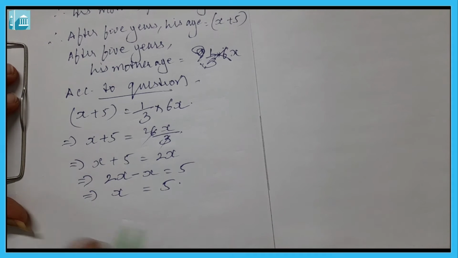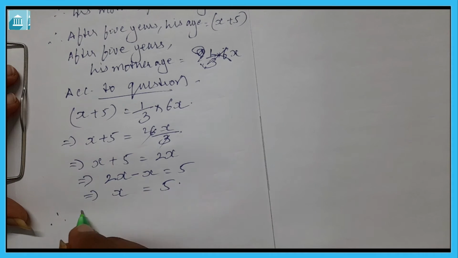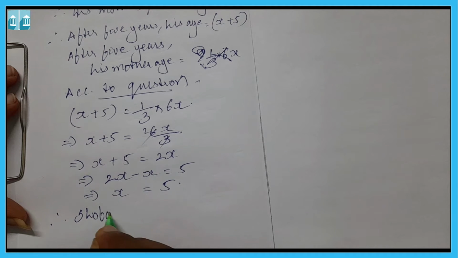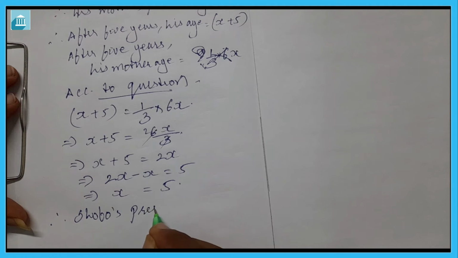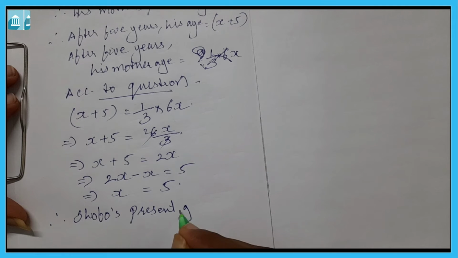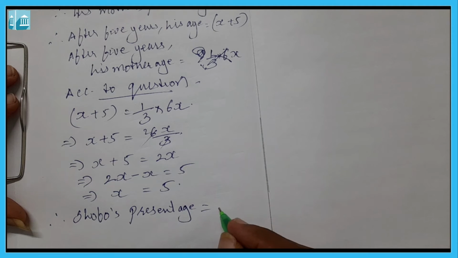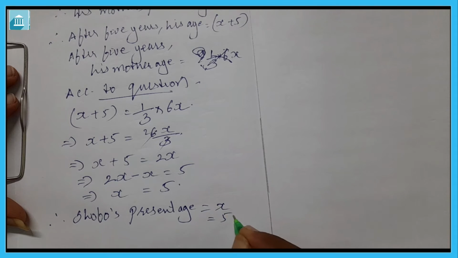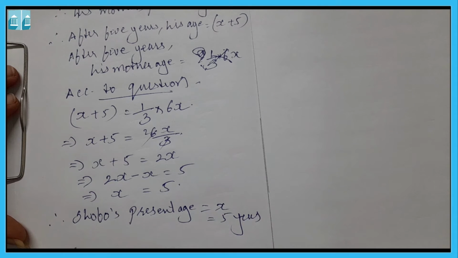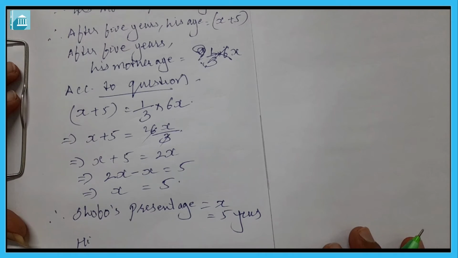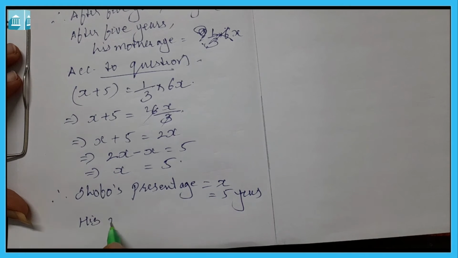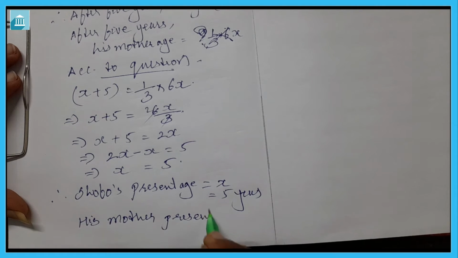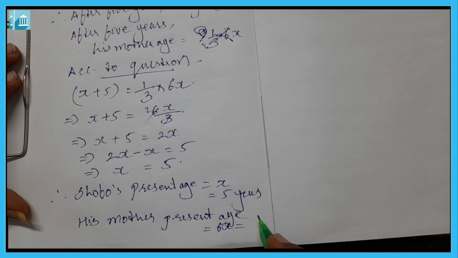Therefore Shobho's present age is equal to x, which is 5 years. His mother's present age is equal to 6x, which is 6 into 5, that is 30 years.